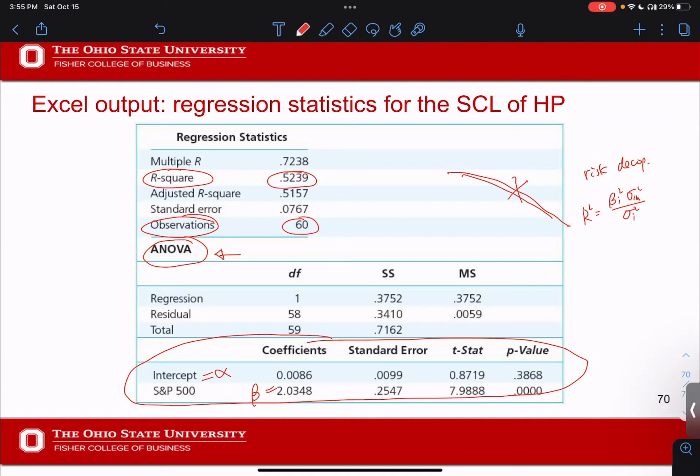Then I have a question for you, Yuran. Do you think the alpha is good or not? No. Why? Because the p-value is too big. You're on the right track, but it's the other way around. Because it's too big, it means alpha is good.